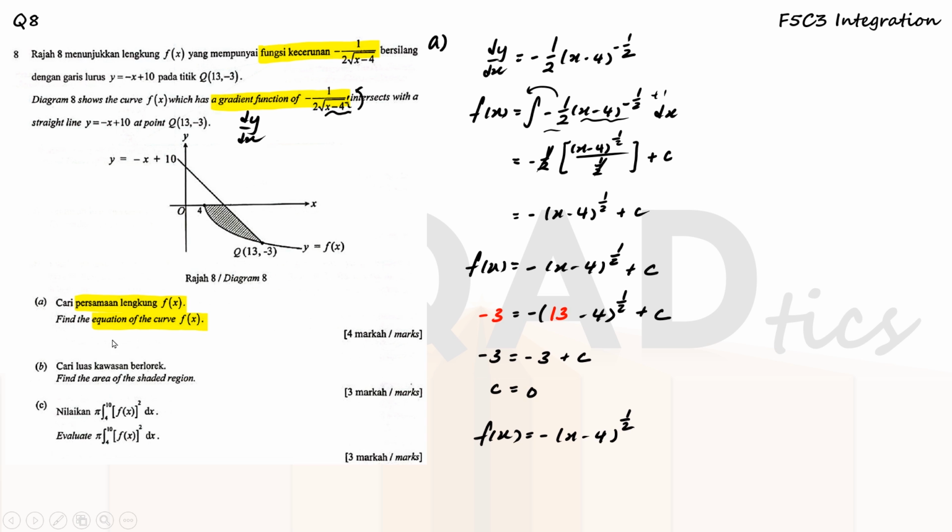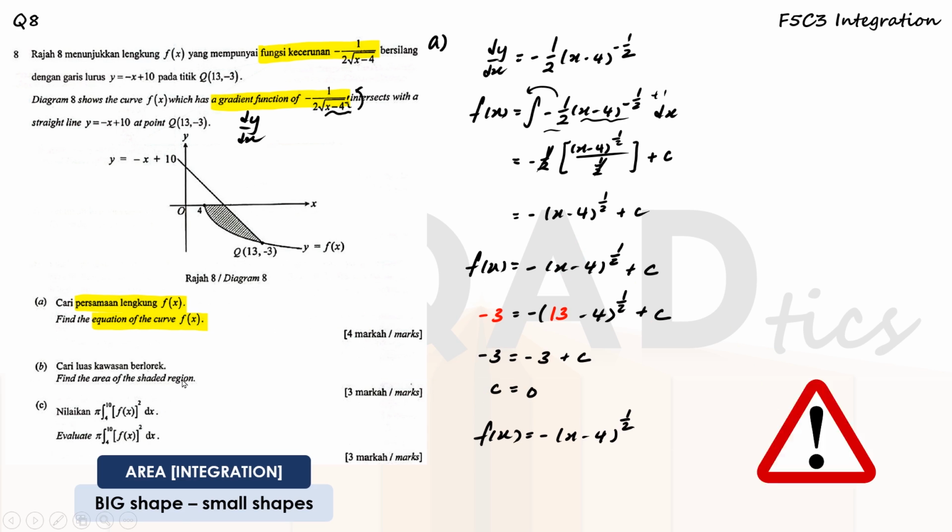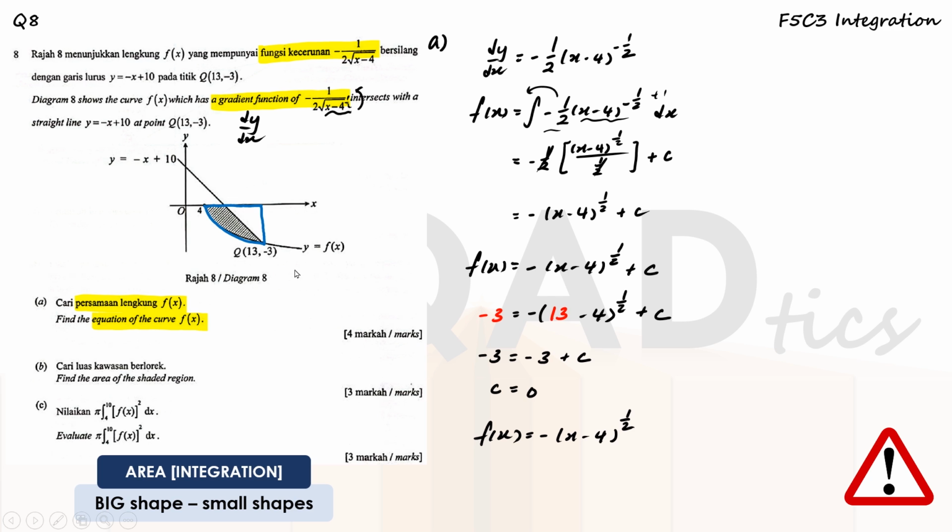Alright, for part B, we need to find the area of the shaded region. So the technique that I always use is the big shape minus the unimportant small shapes. Right, so the big shape, I would say for this question is here. Okay, this area is actually the area under this curve, and it is bounded by the x-axis.